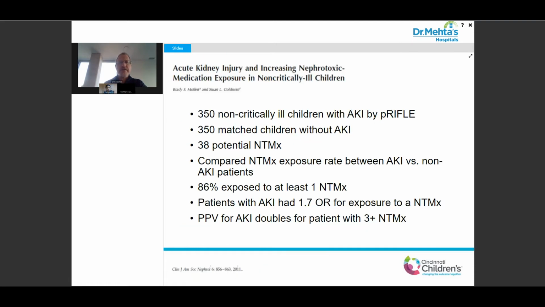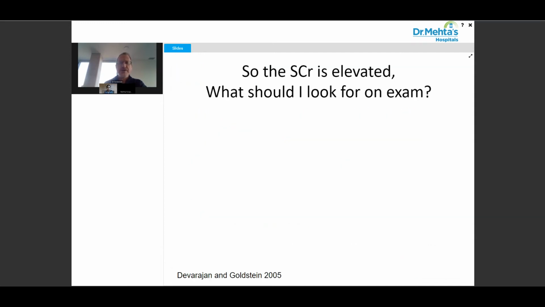And another study that we performed at Texas Children's showed, as I mentioned before, 86% of non-critically ill patients are exposed to at least one nephrotoxic medication. And when these non-critically ill patients are exposed to 3 or more nephrotoxic medications on the same day, the risk for AKI more than doubles. So just keep nephrotoxicity in the back of your mind.